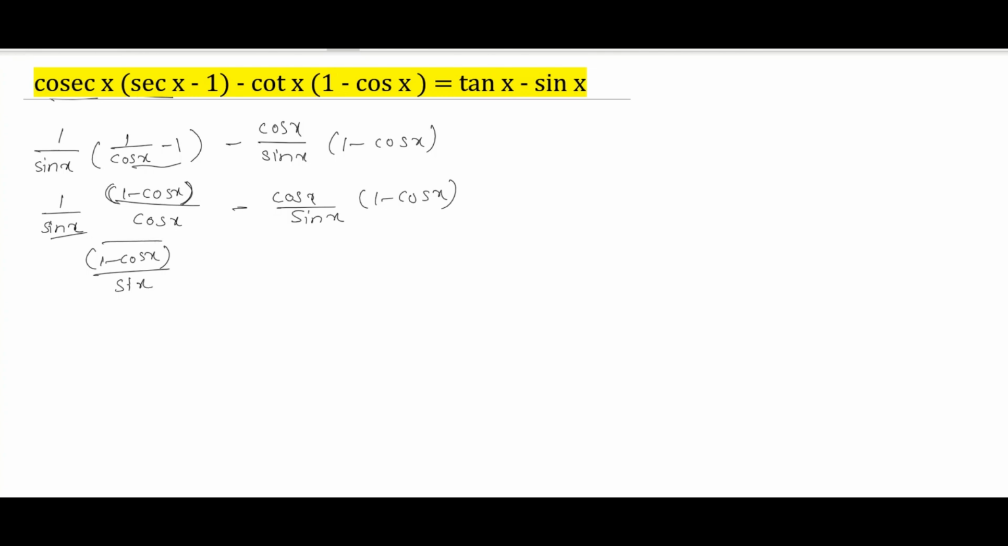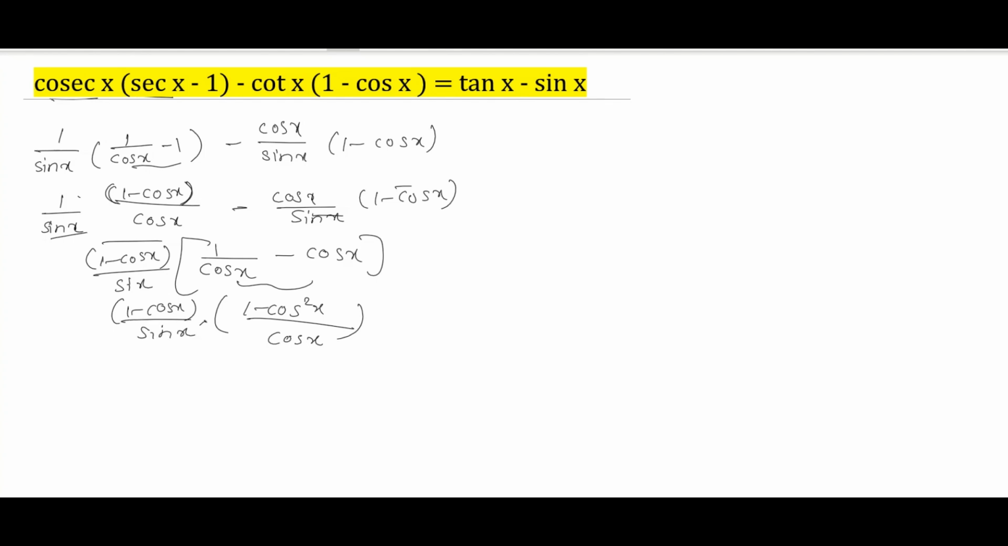So from the first term, we'll have 1 upon cos x. And from the second term, we'll have only cos x. These two are taken out. So minus cos x. Again, if we take LCM here, this becomes (1 minus cos square x) upon cos x, into (1 minus cos x) upon sin x. Now 1 minus cos square x is nothing but sin square x.